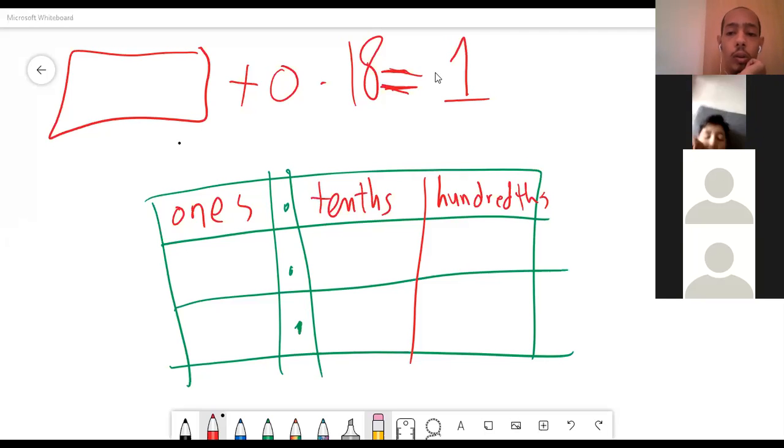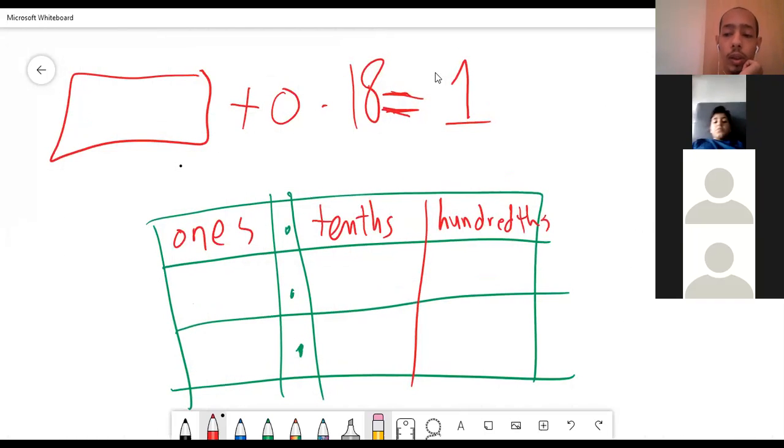Now I will place the numbers in its places. Okay. Shh, quiet. Quiet.